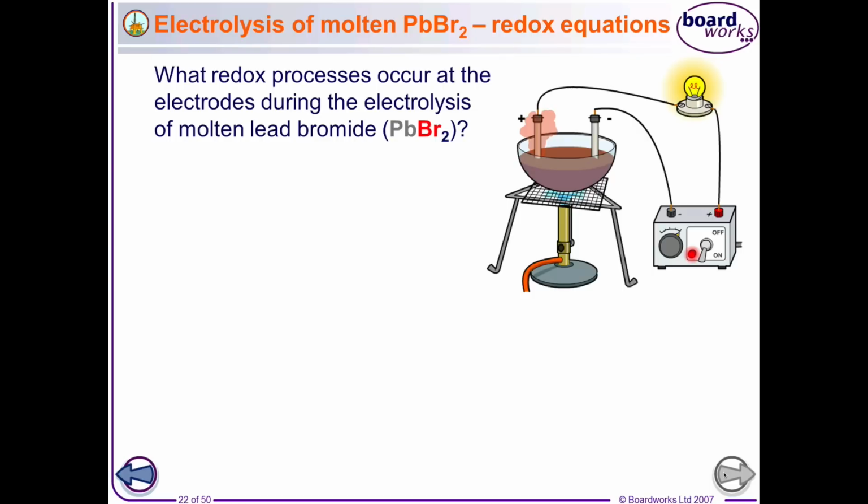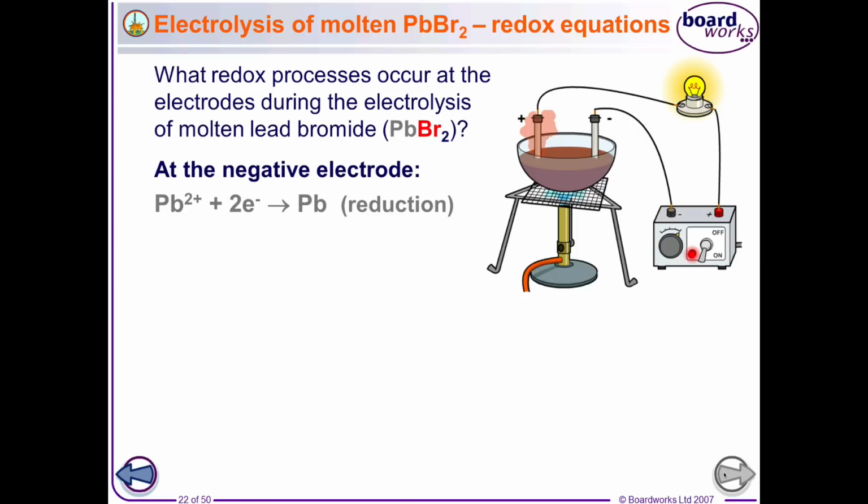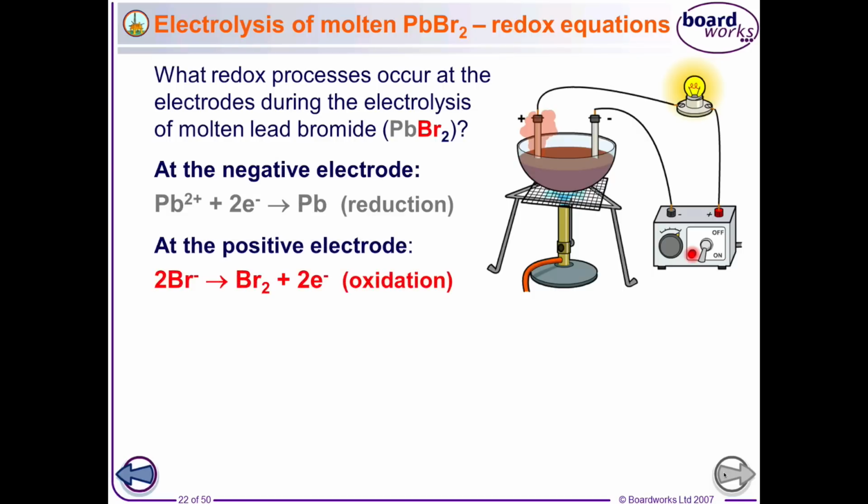Right, the other thing that's for higher tier is the equations. Now, if you are doing higher tier, you're going to need to learn these two. The examiner will expect you to be able to recall the two equations for the electrolysis of lead bromide. The first one is at the negative electrode. Of course, we know the Pb2+ gets attracted there. It gains 2 electrons to become lead, and that's reduction. Reduction is gain. And at the positive electrode, the Br- becomes Br2 and loses 2 electrons, and that's oxidation.